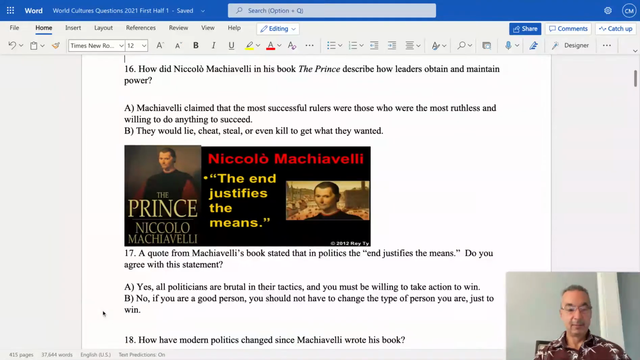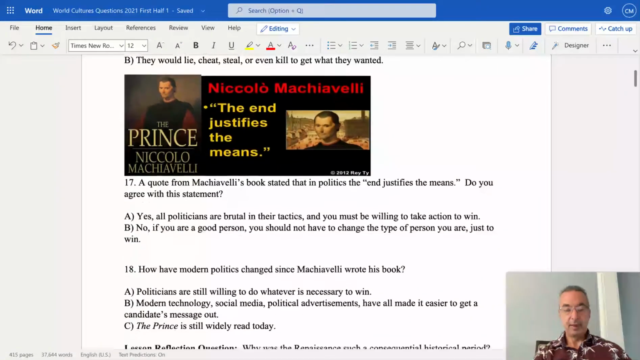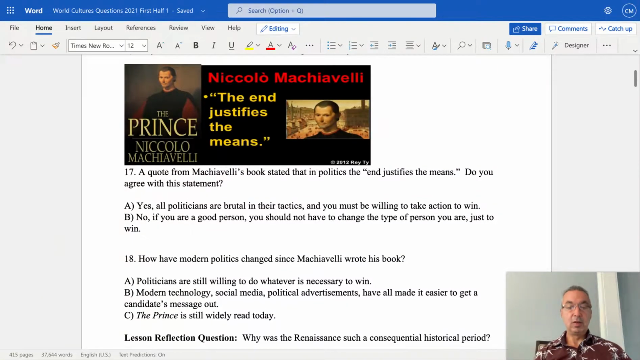So how have modern politics changed since Machiavelli wrote this book? So this, again, is a connection we're trying to make to contemporary society. I kind of alluded to it already. Politicians are still willing to do whatever is necessary to win within reason. I'm not indicating that people kill in order to get elected to office, but they may do things that you would think are questionable. They might lie for sure or make false promises at the very least. Today, modern technology and social media, political advertisements, and commercials all have made it easier to get a candidate's message out. And The Prince is a book that is still widely read today.